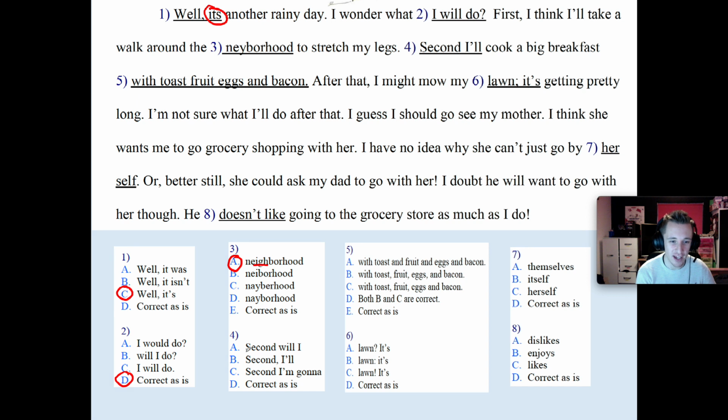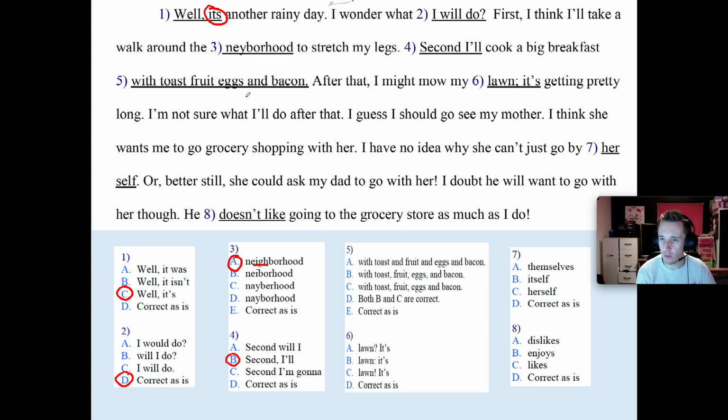So 3A. Number 4. Second, I'll cook a big breakfast. Second, will I? No. Second, comma, I'll. Yes, because second is a fronted adverbial. It's telling us when they're going to do it. So even though the I is correct with the apostrophe, they haven't put the comma, so therefore it should be B. Number 5. So second, I'll cook a big breakfast with toast, fruit, eggs, and bacon.